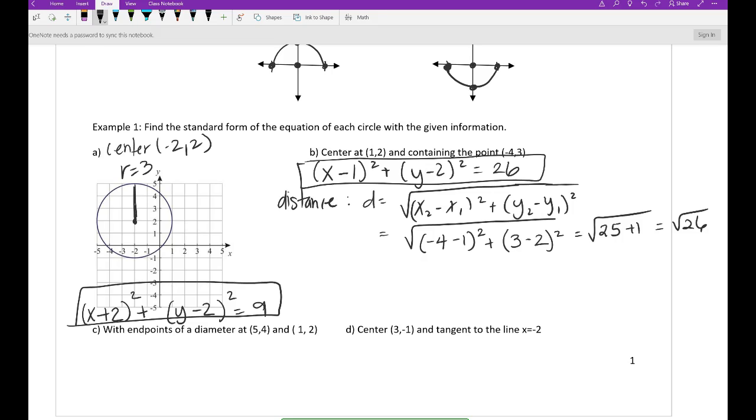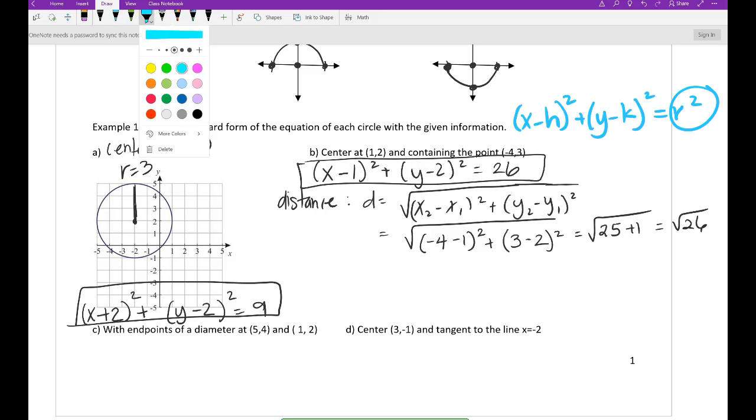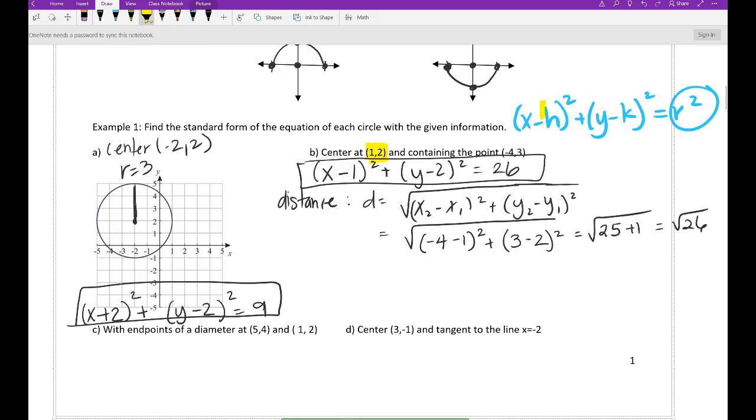Okay, so I'm just going to copy down the standard form really quickly. The standard form given to you earlier was this. Remember, our goal is to find r squared. But do we already know the center? Yeah, the center is here. And isn't that h and k? Is there another point that we can use for x and y?